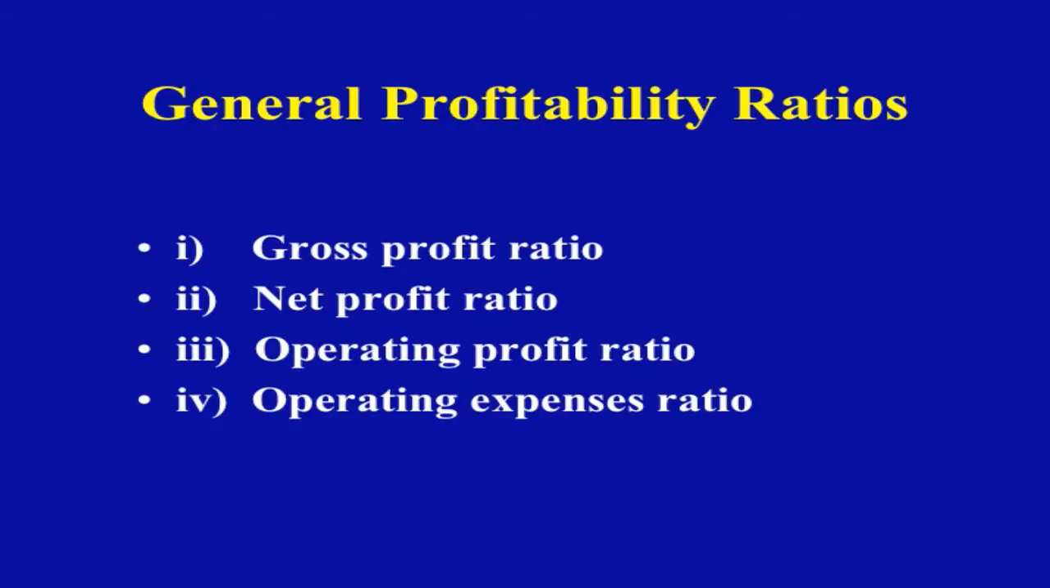General profitability ratios are also taken up. These general profitability ratios talk about the operational efficiency of the firm. Under this category, we talk about gross profit ratio, net profit ratio, operating ratio and expenses ratios. These ratios tell us about the efficiency of the firm in the short run.